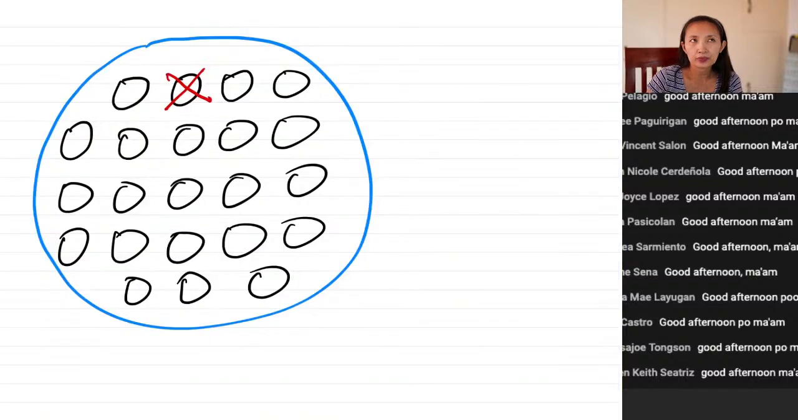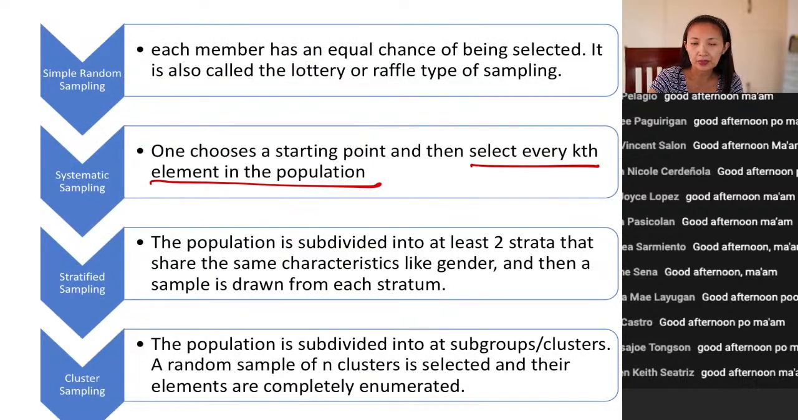So let's say every third element from here. 1, 2, 3, cross it out. 1, 2, 3, cross out. 1, 2, 3, and so on and so forth. Okay, so that is systematic random sampling. All of them are probability samples, by the way. All of them are probability sampling techniques. And then we have the third, which is stratified sampling.